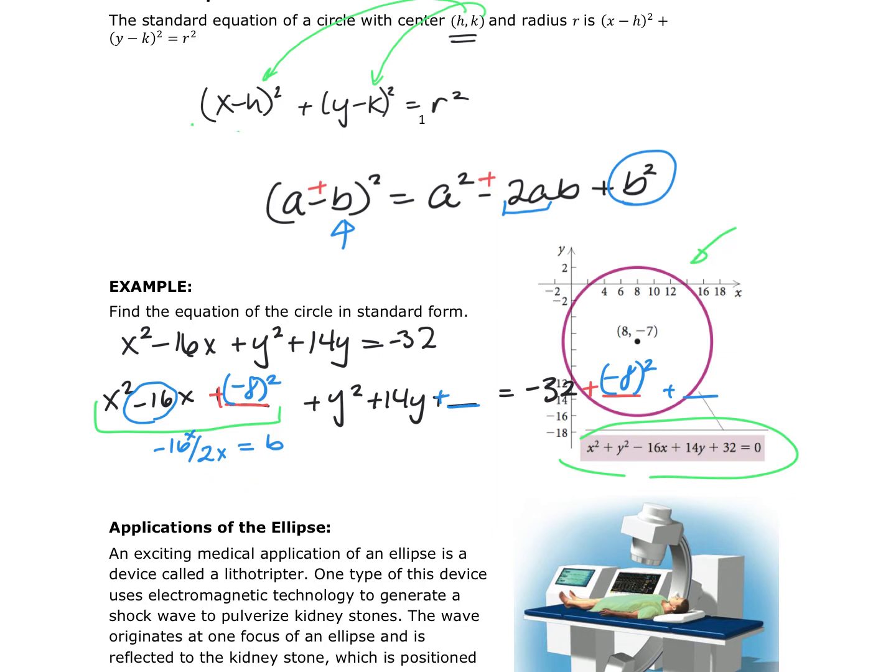So I know that my x squared minus 16x plus negative 8 squared will factor into x minus 8, the quantity squared, which is where I see that 8 there as the h part of my center. And then plus it.